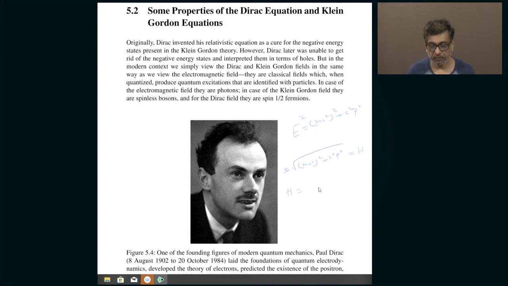He said, look, I'm going to see if I can get rid of the square root and simply find a way of writing this as alpha dot cp plus beta mc squared, where I'll try to find alpha and beta which make sure that H squared is at least whatever I expect it to be, namely this. But the end result was that these alphas and betas are not numbers. There are three alphas, alpha x, alpha y, alpha z, because it's alpha dot p, when p itself has px, py, pz. So you have three alphas and one beta, a total of four objects which have to be determined. And what Dirac found is that these are not really numbers, because they have to anti-commute. In other words, alpha x times alpha y should be equal to minus alpha y times alpha x, and so on.